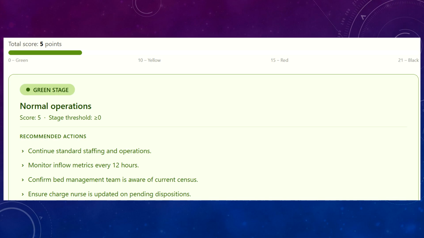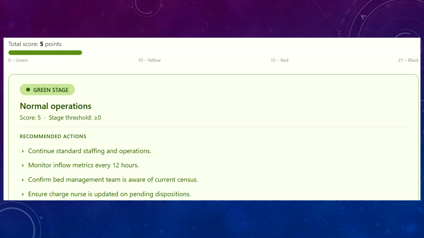Once you have gathered the domains here and you hit the button at the bottom that says calculate score, it will generate a picture at the bottom below the scale that will tell you what phase or stage we're in. So for example, in this scenario, we are in green stage. And what that simply means is that this is business as normal. We may be a little busy, but we're not overcrowded. We are able to effectively and consistently see patients in a timely manner.